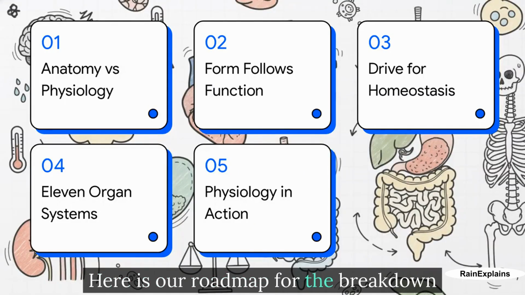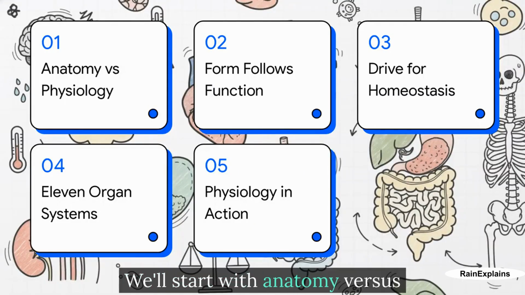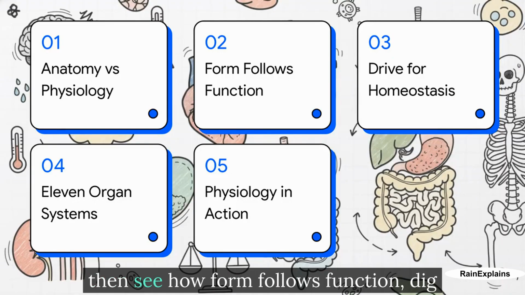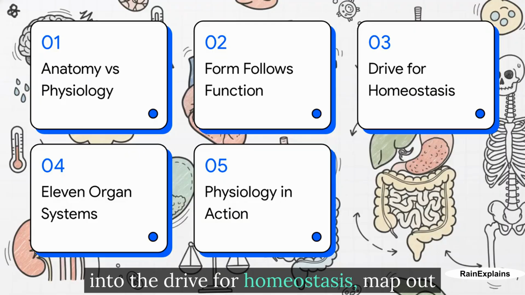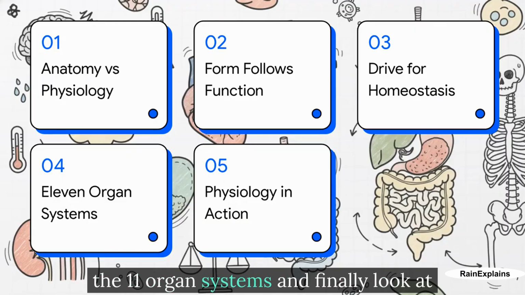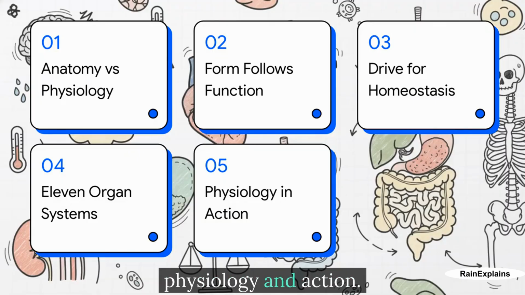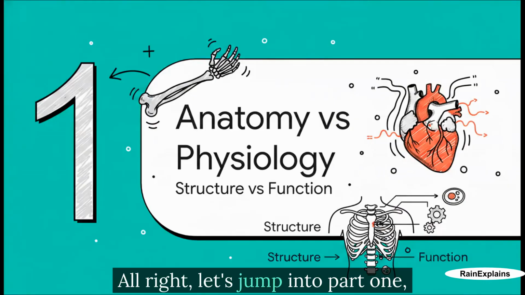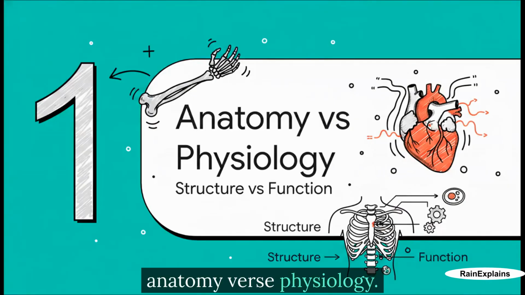Here is our roadmap for the breakdown today. We'll start with anatomy versus physiology, then see how form follows function, dig into the drive for homeostasis, map out the 11 organ systems, and finally look at physiology in action. All right, let's jump into part 1, anatomy versus physiology.